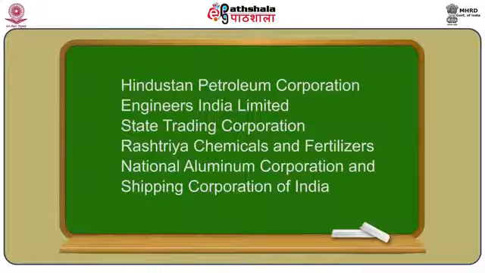In February 2005, the government formally announced a call-off for the disinvestment through strategic sale, which was announced by the earlier governments, which includes Hindustan Petroleum Corporation, Engineers India Limited, State Trading Corporation, Rashtriya Chemicals and Fertilizers, National Aluminium Corporation and Shipping Corporation of India.